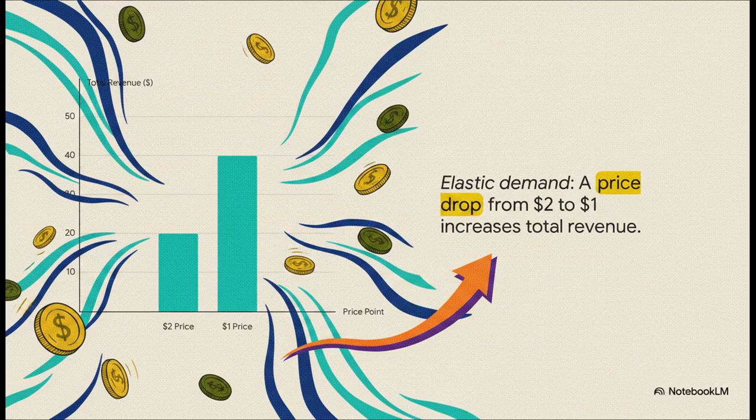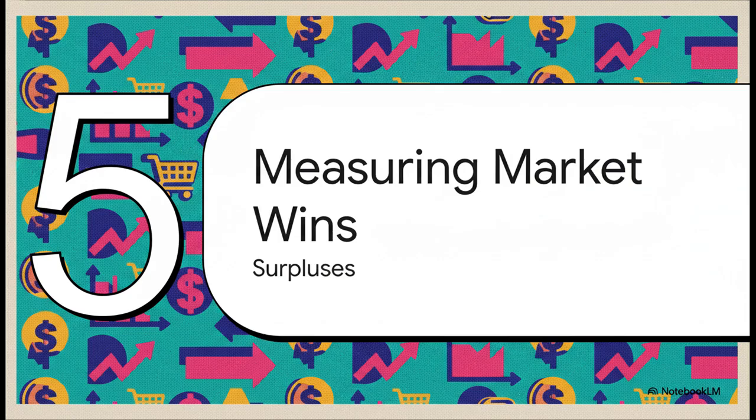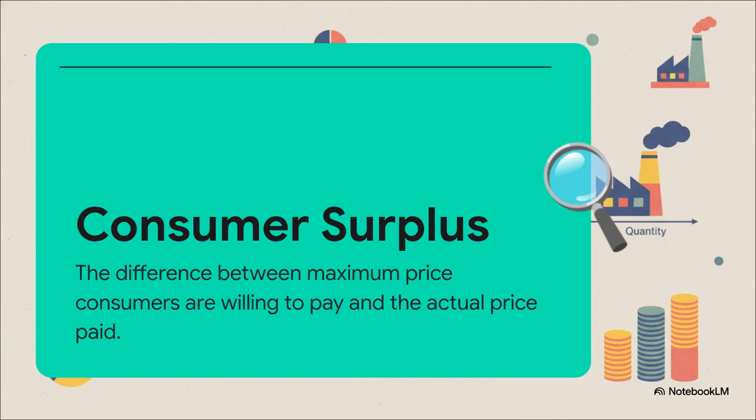Okay, our final section, Section 5, Measuring the Market's Win, Surpluses. Let's look at how we actually measure the win for both buyers and sellers in a transaction. First up, we have the consumer surplus. So your consumer surplus is essentially that invisible deal you just scored when you bought something for less than you were genuinely willing to spend on it.